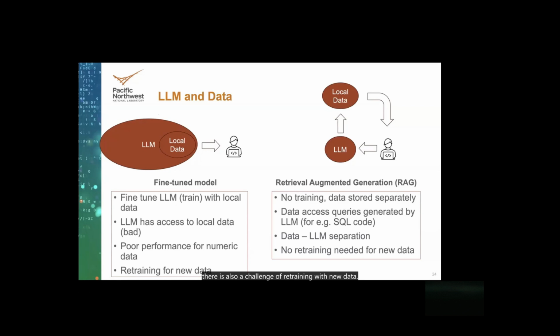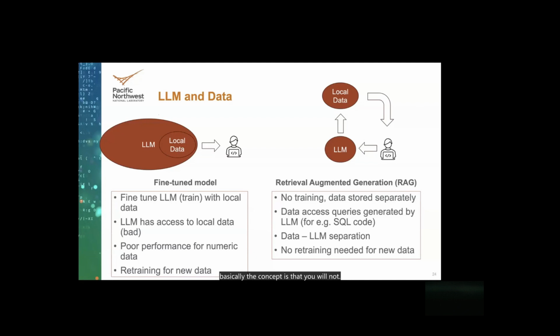There is also a challenge of retraining with new data. If you have some new data coming in, the fine-tuned model needs to be trained again for that new data. The other side of it is what is called RAG, or retrieval augmented generation.